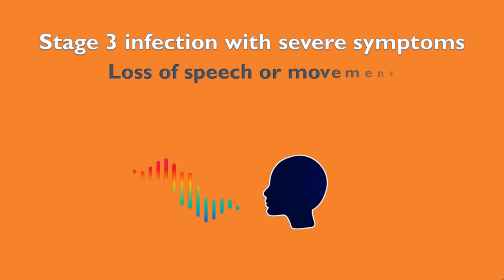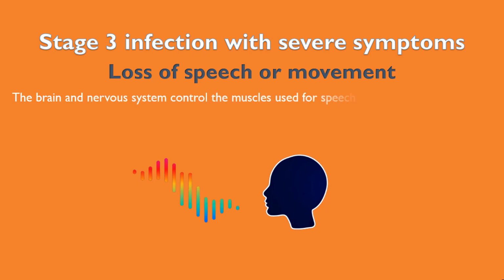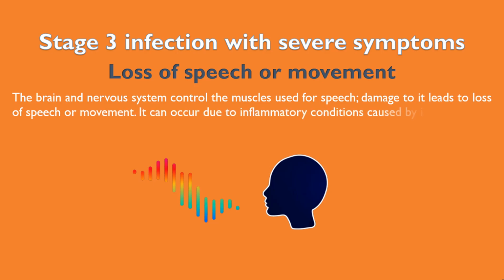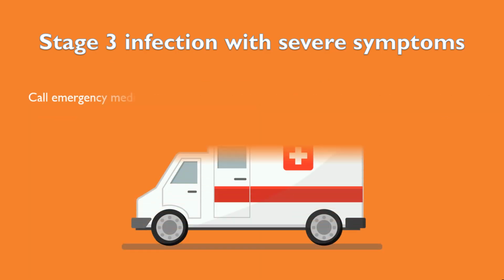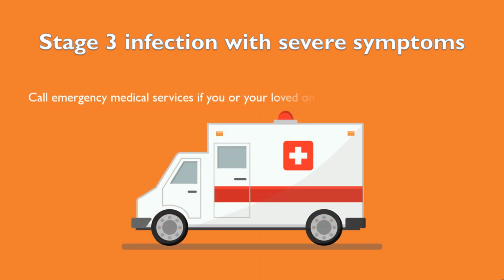Loss of speech or movement. The brain and nervous system control the muscles used for speech. Damage to it leads to loss of speech or movement. It can occur due to an inflammatory condition caused by infection. Call emergency medical service if you or your loved ones have any of these symptoms.